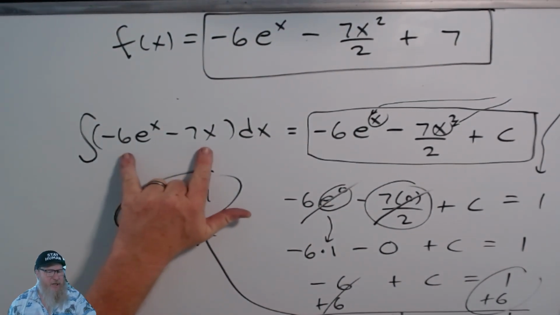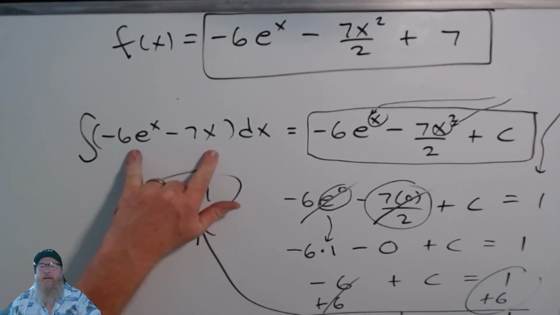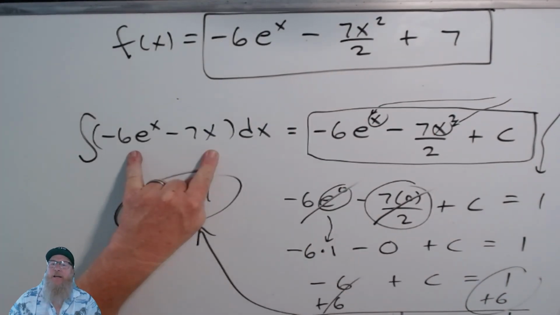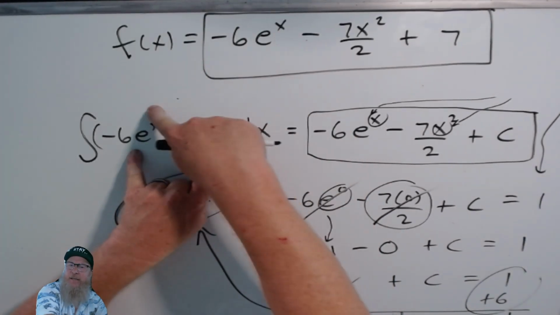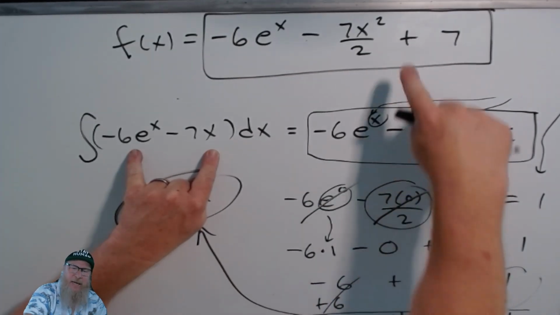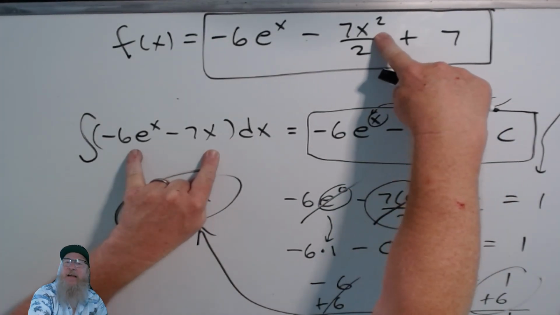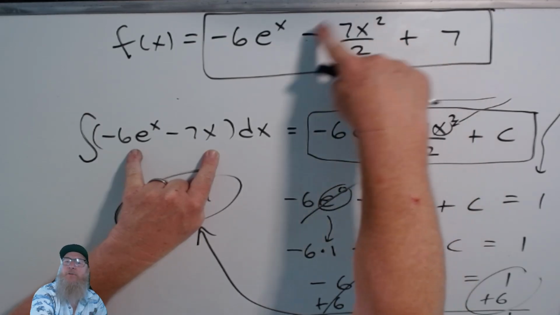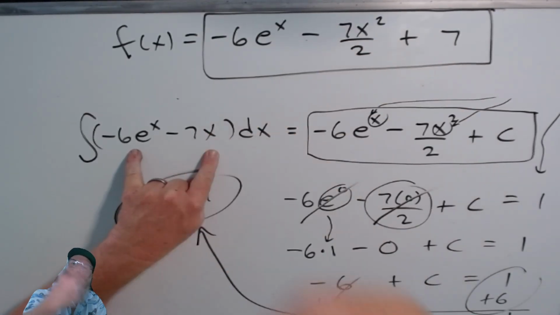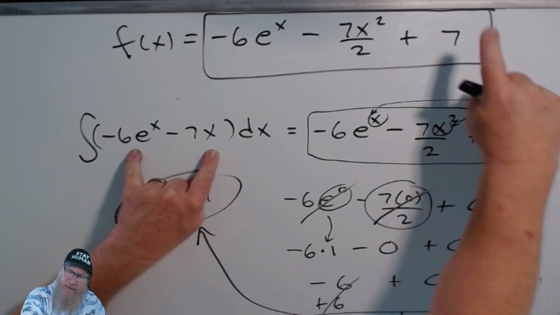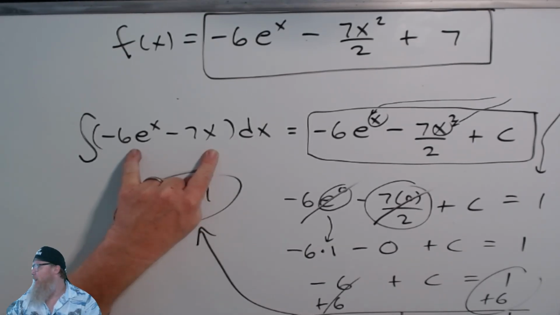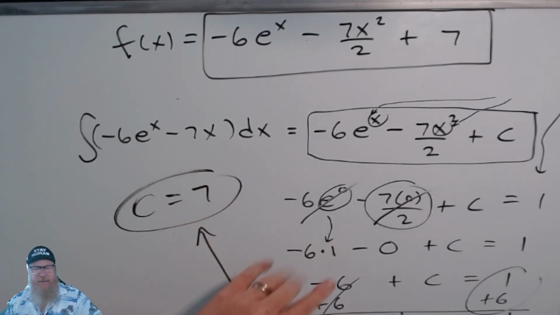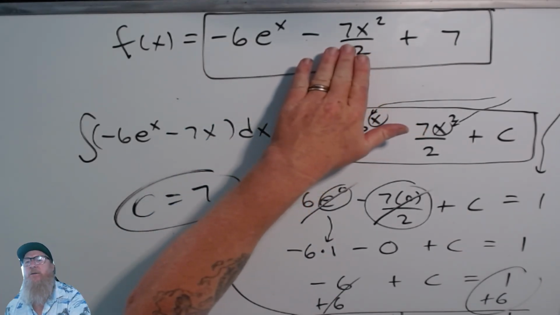So for a mental check, you want to make sure that the derivative of the antiderivative matches. So the derivative of -6 e to the x, that's -6 e to the x. The derivative of -7 over 2x squared, you would multiply by 2. The 2's would cancel. You get -7x. That's good. And then the derivative of 7 is 0. You could also check that if you plugged in 0, you would get 1.